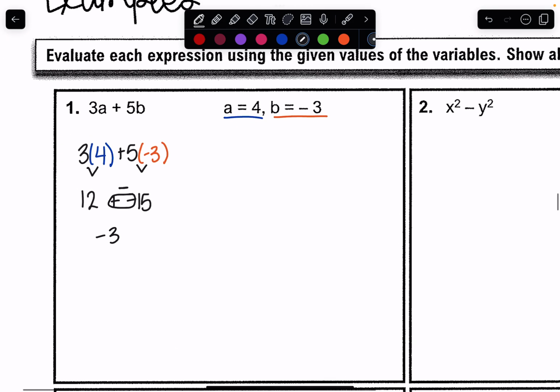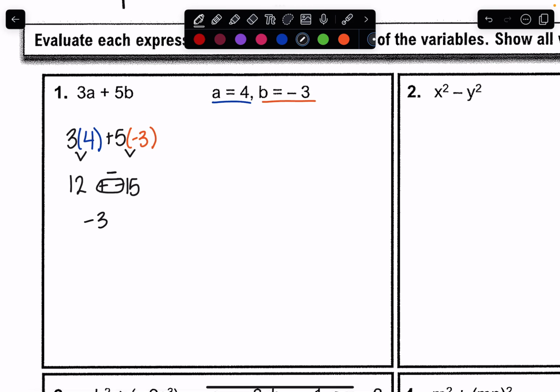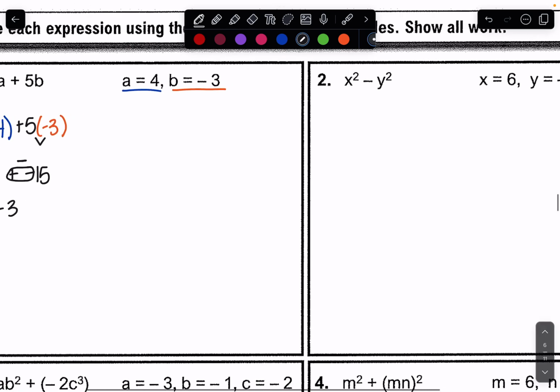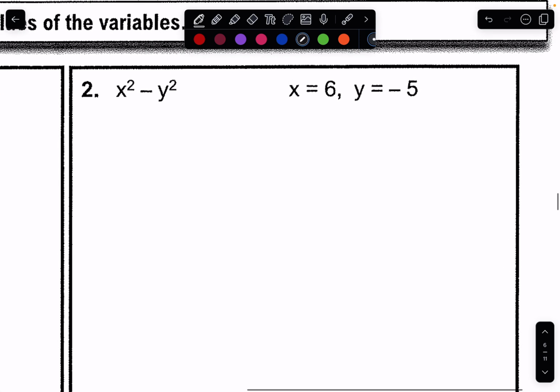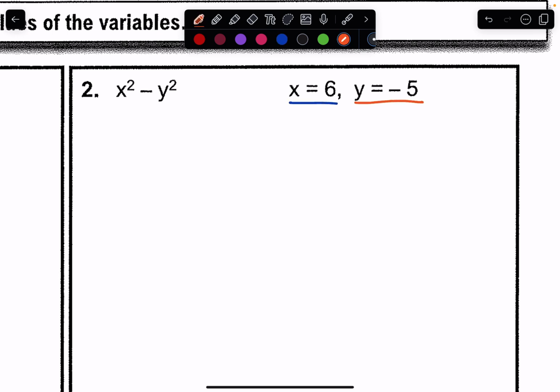Okay, so let's go ahead and move on to number 2. So that's it, right? We're plugging in, and then it looks exactly like what we did yesterday. So let's try number 2. We have x squared minus y squared. So x is 6. I'll use blue again for x, and I will use orange for y. So we have 6 squared. Notice I'm putting that 6 in the parentheses, minus. We're rewriting that minus sign. Then y is -5, close parentheses, squared outside of that.